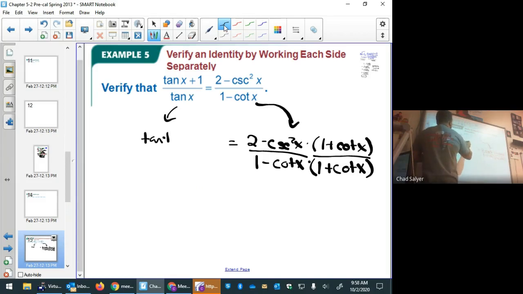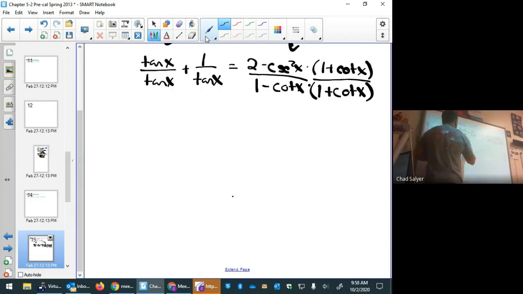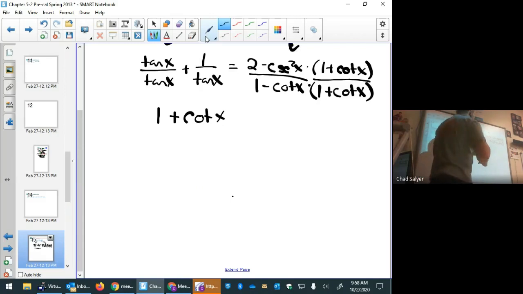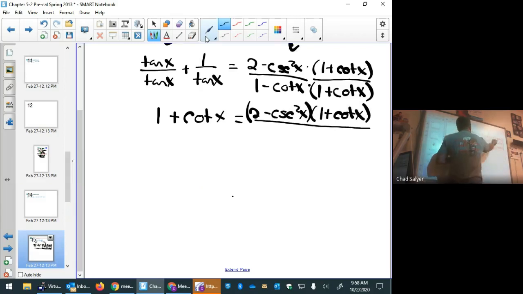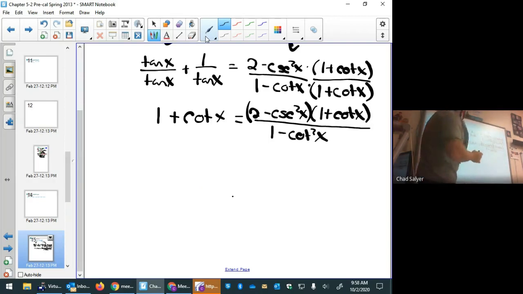So I've got tangent x over tangent x plus 1 over tangent x. So that's going to be 1 plus cotangent x. So this is going to be 2 minus cosecant squared x times 1 plus cotangent x over, and then this is a difference of squares. So that's 1 minus cotangent squared x.